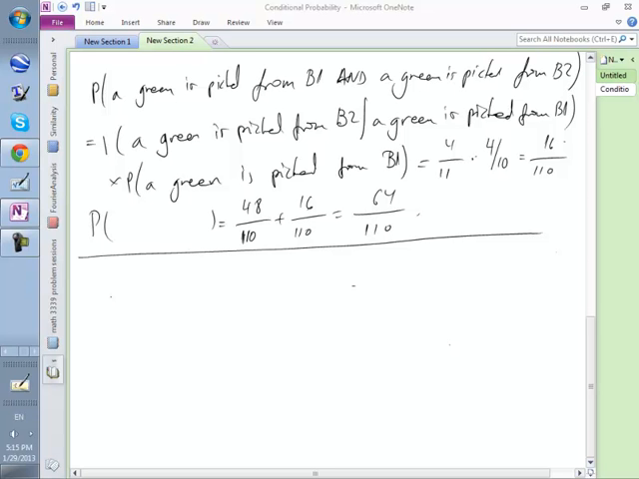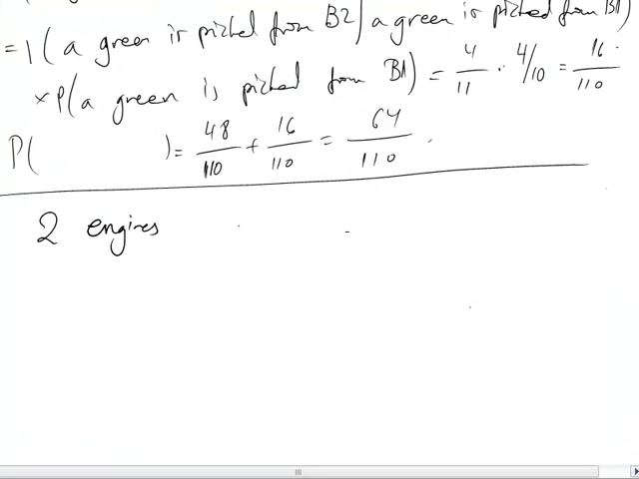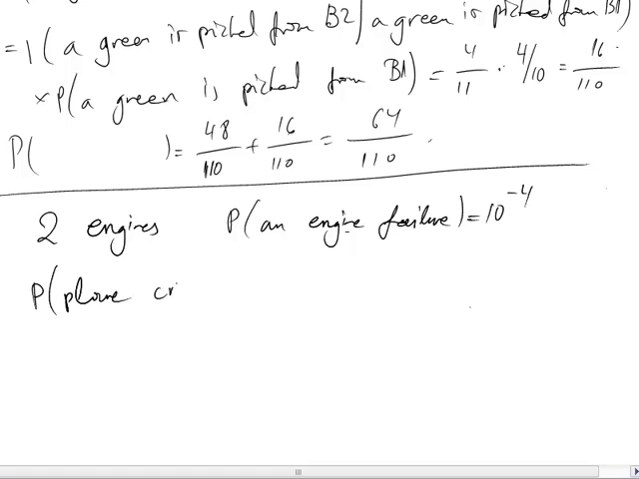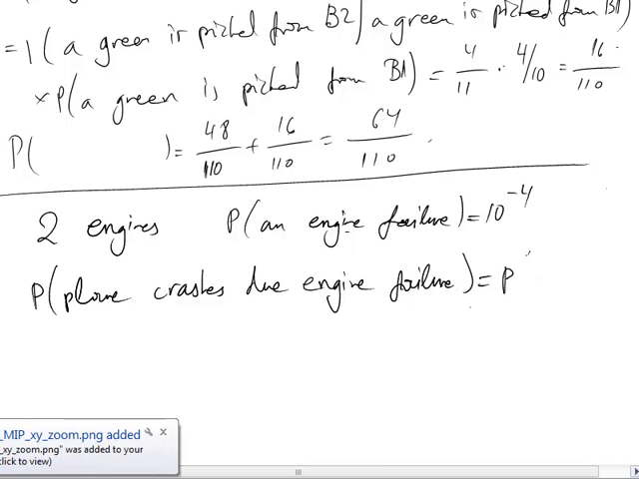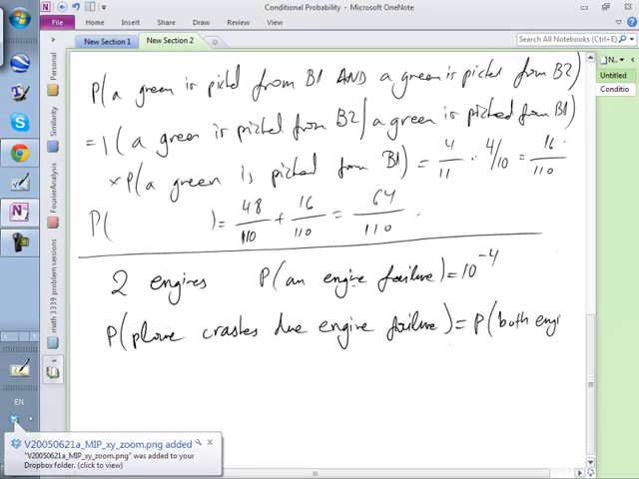So what is this based on? Let's say you have a plane with two engines, and the probability of a single engine failure is 10 to the negative fourth. What is the probability that the plane crashes due to engine failure? What does that mean? It means complete loss of thrust. So how can you lose thrust? If both engines fail. So that is the probability that both engines fail.